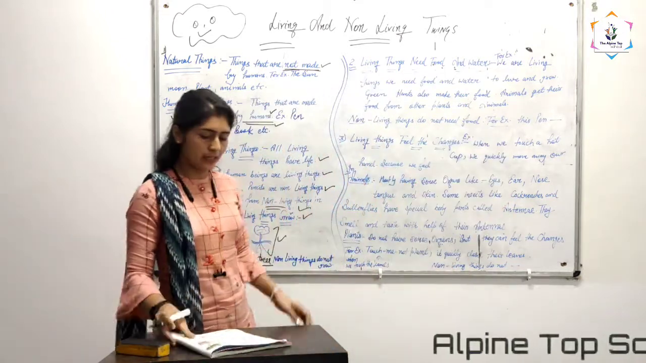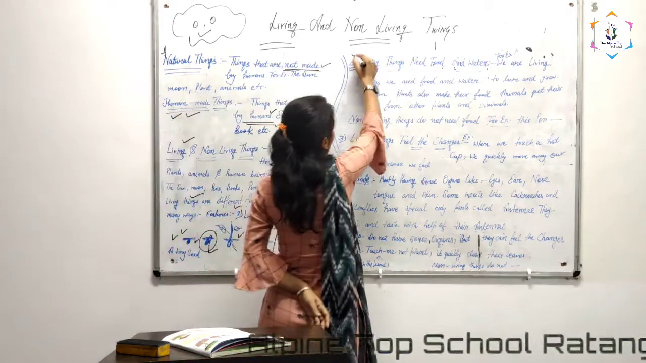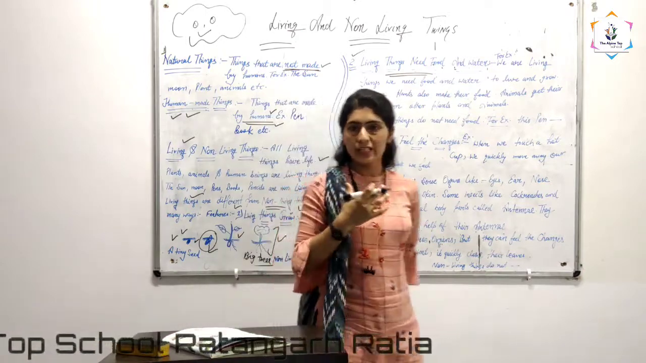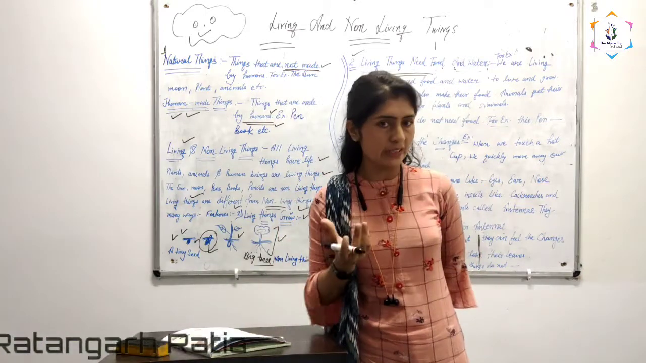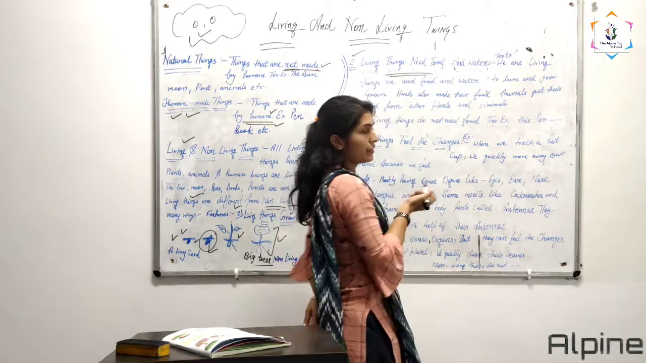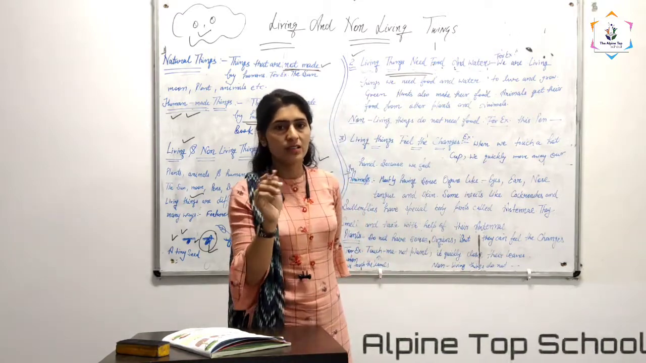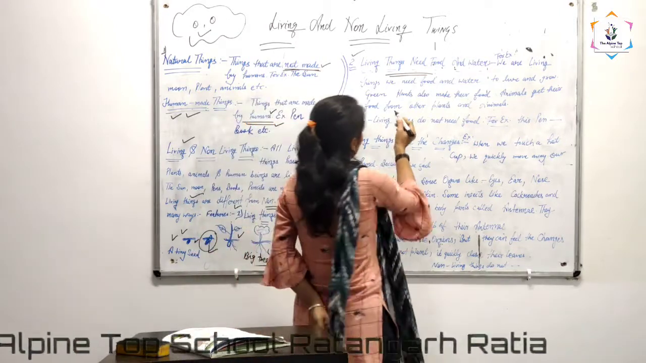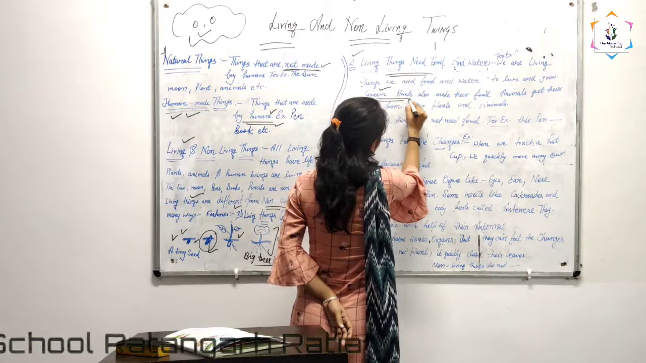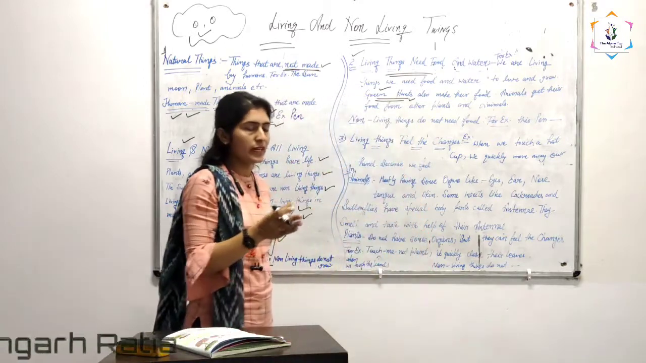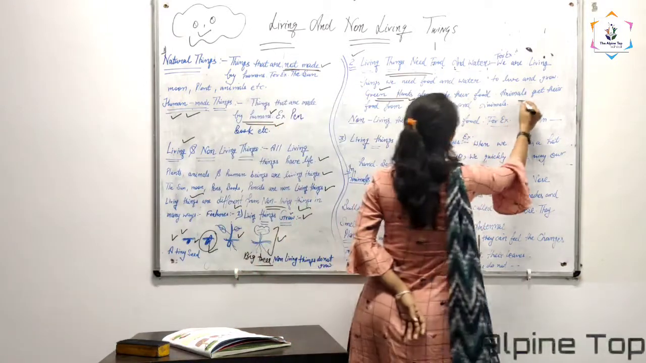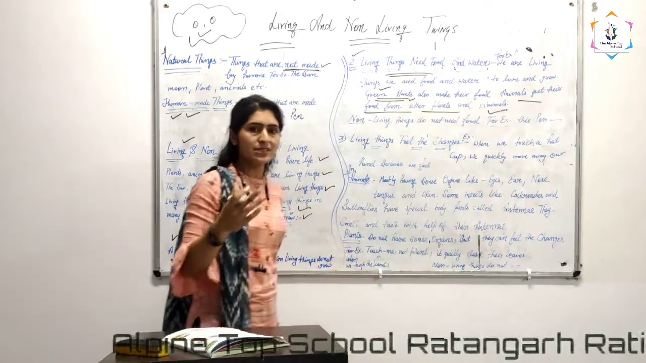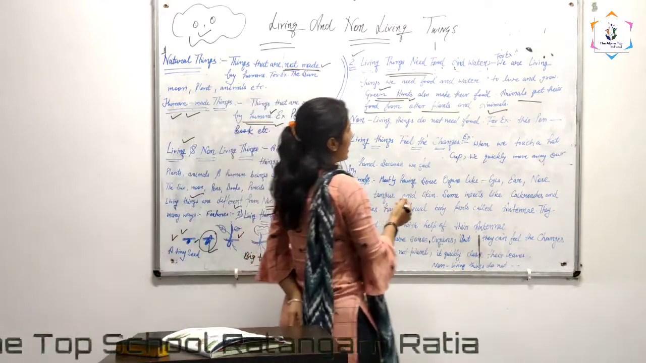Next, living things need food and water. For example, we are living things and we need food and water. But non-living things, for example, this pen, have no need of food and water. Green plants make their own food, and all animals get their food from plants and animals.